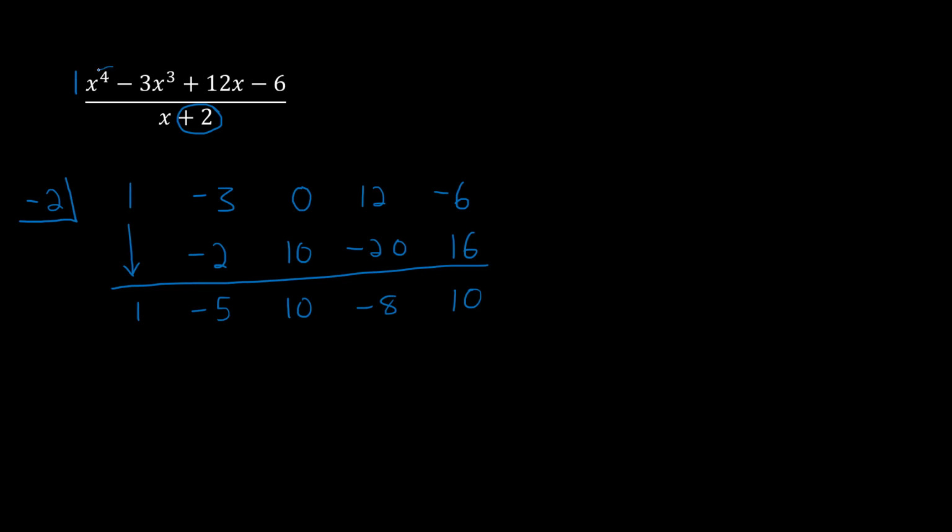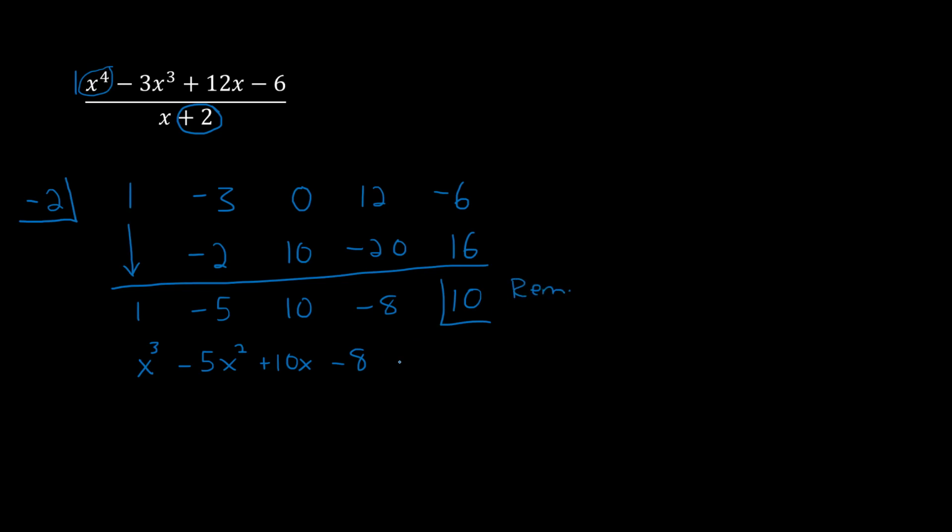So we started with x to the 4th power. We divided by an x, so it's going to decrease the degree down to x to the 3rd power. So this becomes 1x to the 3rd power. Then we have a second power, so negative 5x to the 2nd power. And then it's going to be a 10x to the 1st power. And then minus 8 is your constant. And then this is going to be your remainder.